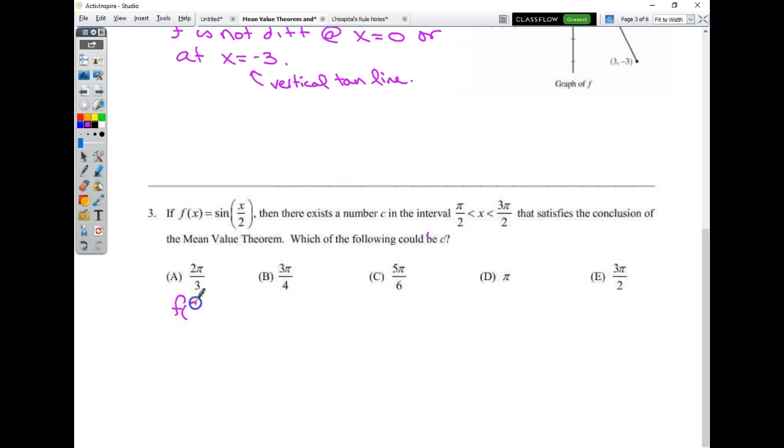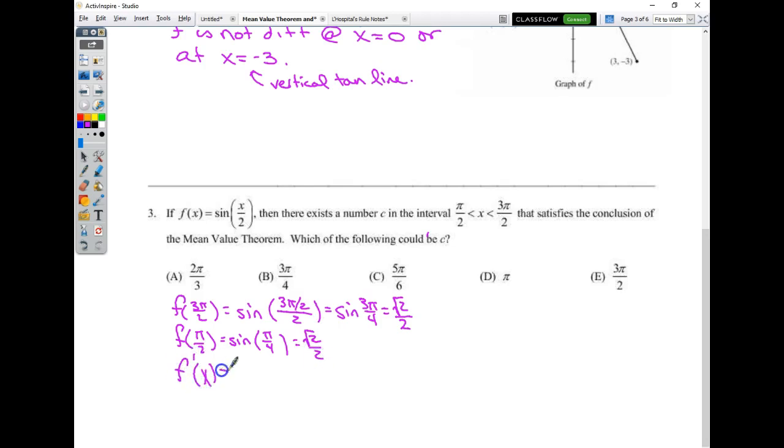So I need to evaluate f of 3π/2, which will be the sine of (3π/2)/2, or the sine of 3π/4, which is the positive √2/2. And then I want to also find f of π/2, which is the sine of π/4, since (π/2)/2 becomes π/4, which is also √2/2. I also want to find f prime of x, which is a chain rule, sine of x/2. So make sure we're taking care of that.